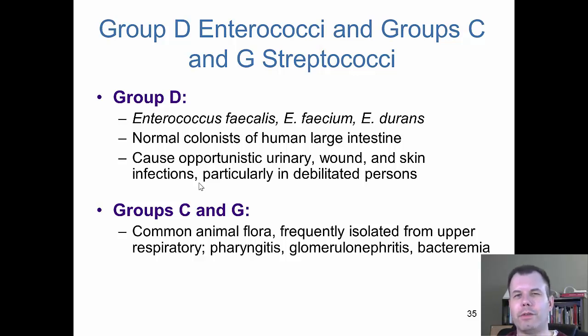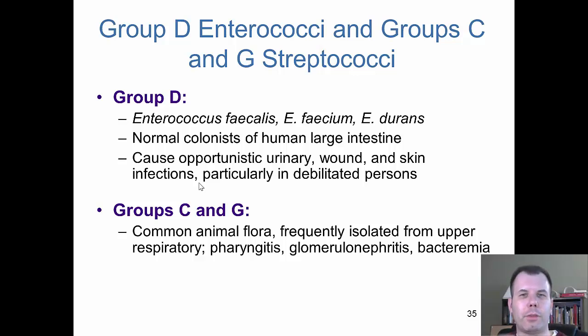And so we've seen a lot of resistant enterococcus in the last 10 to 15 years, especially the VRE, which is the vancomycin resistant enterococcus. So that can be a scary thing in those situations. Now, there are some other types of group C and G, which are found in animal flora.